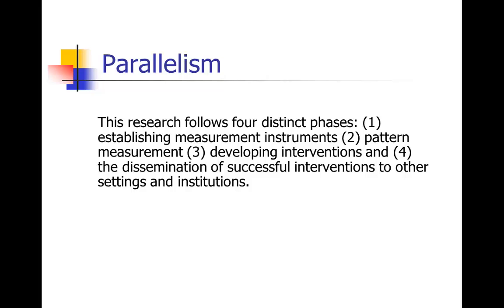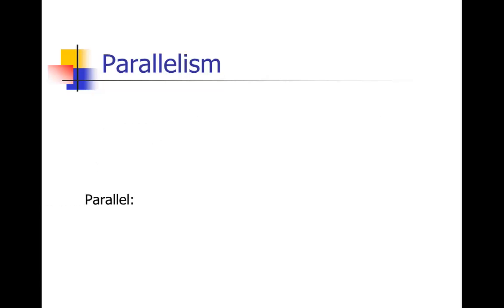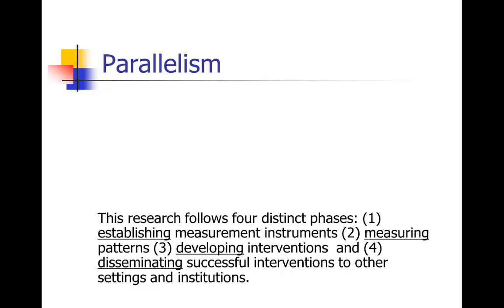So probably the way to do that would be to turn them all into gerunds, that are ings words. So you would say, this research follows 4 distinct phases. 1, establishing measurement instruments. 2, measuring patterns. 3, developing interventions. And 4, disseminating successful interventions. So pay attention to this, especially when you're writing lists. This is something students often get wrong. You get kind of buried in the list and you lose your place. So you have to be really careful and go back and make sure everything is parallel.